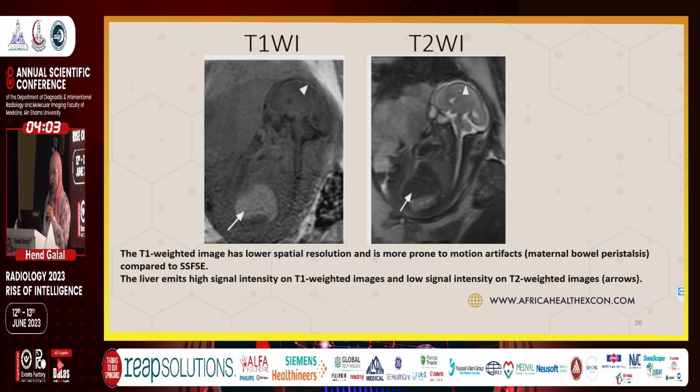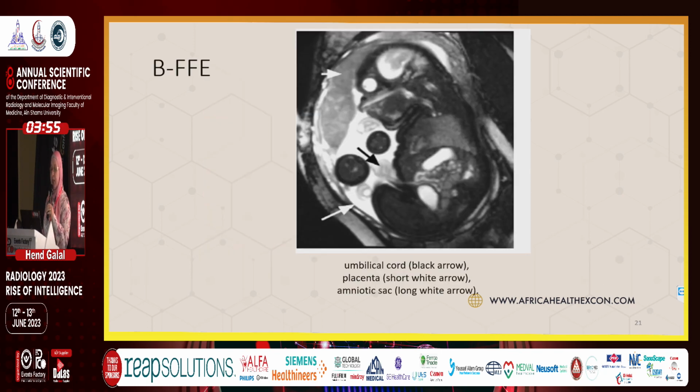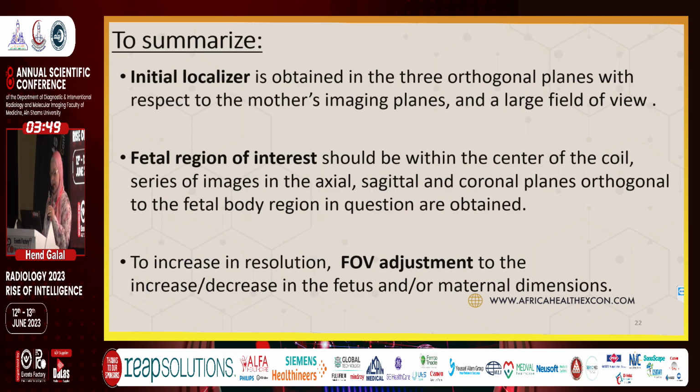So here we can delineate the difference between T1 weighted images and T2 weighted images in the hyperintense organs of T1 weighted images. Also, a balanced FFE as we see in any vascular and cardiac system. So to summarize, start with initial localization, which must be obtained in 3 orthogonal planes. Then the fetal organ of interest has to be centered in the coil and centered in the image, and we can adjust the field of view either to decrease or increase, as we want to see the fetus or maternal dimension.